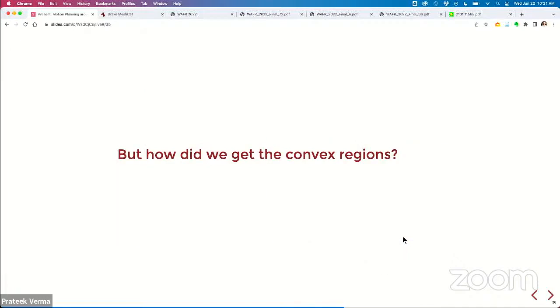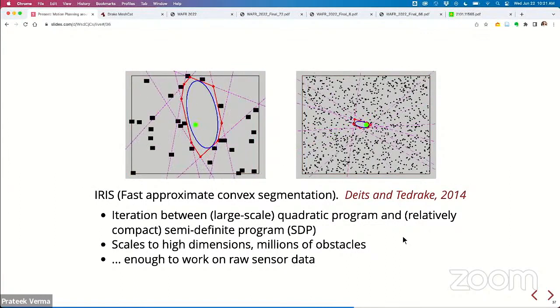Here's the big question, right? So the way we've done it in the past is we have approximate convex segmentation algorithms, which scale. They use an iteration between quadratic programs and semi-definite programs, and they scale to high dimensions. At the time, we were doing it with raw sensor data, so we really wanted that scaling to work. And this is a general approach that we're going to extend.